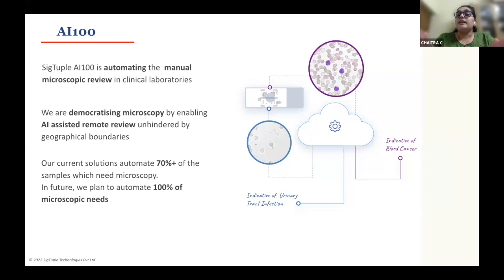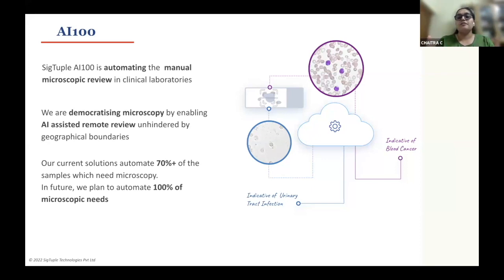So AI 100 is a smart robotic microscope which converts the peripheral blood smear and the urine microscopy into digital images. AI 100 works with both manual as well as automated smears, and it is stain agnostic. So it works with all Romanowsky stains like Leishman stain, MGG, and Wright stain.